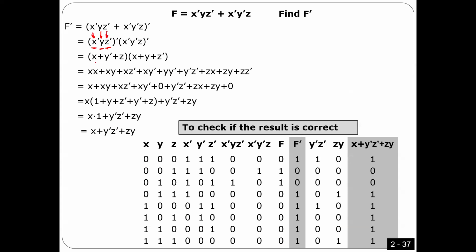As you see here, x prime becomes x, y becomes y prime, z prime becomes z, and then any AND has to be OR. Same thing here. We did this one as well. So here x prime, x prime prime becomes x, y prime prime becomes y, z prime becomes z, and then any AND should become OR. And then after that I can do simplification.